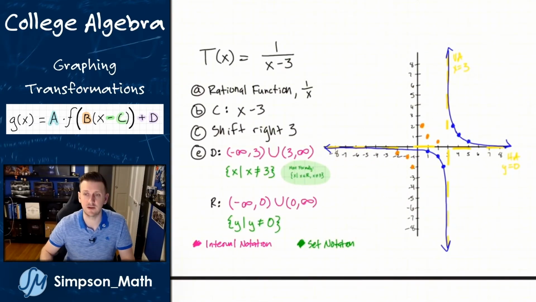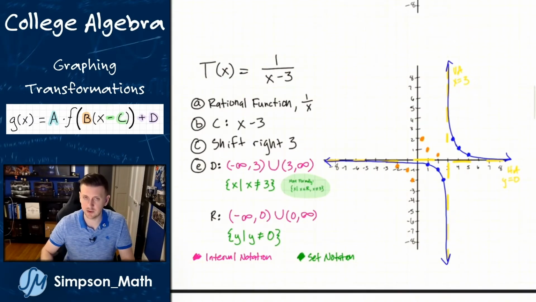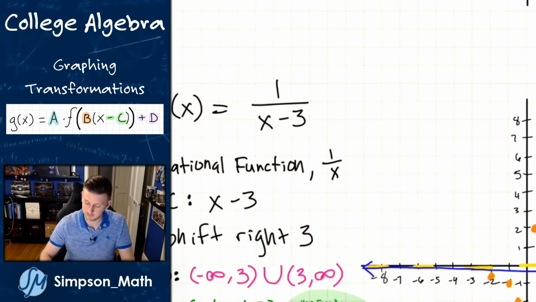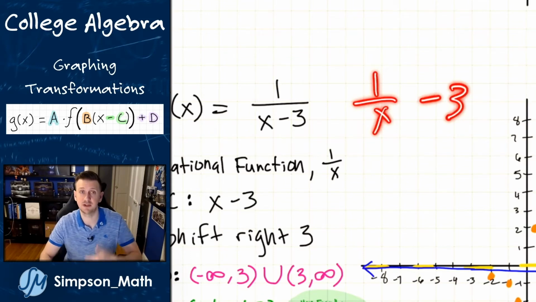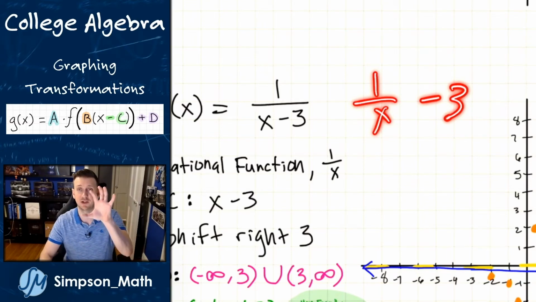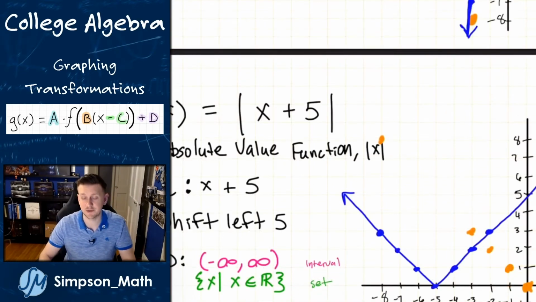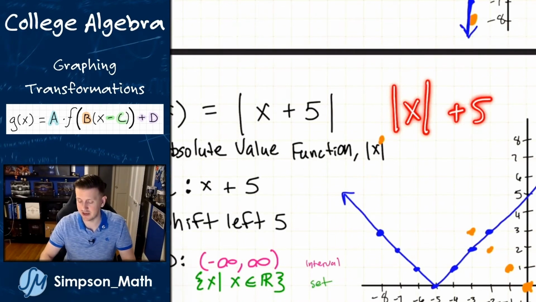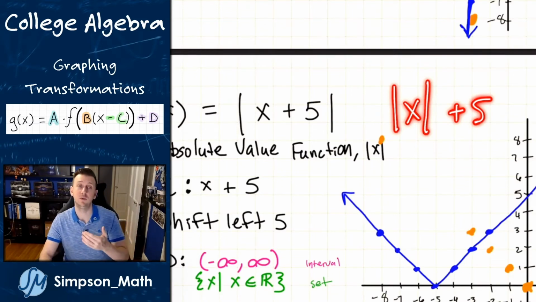Now, before I move off of these shifts, I want to show you what it would look like on these equations if instead of it being a C, it was a D, or instead of a D, it was a C. So here, this was a C. What would this minus 3 look like if it was a D? It would be 1 over x, and then a minus 3 just outside of the function. So that would be a minus 3 that would move the function down 3 units. With this absolute value, it would be the absolute value of x, close absolute value, and then plus 5. So here, that plus 5 would be a D, and we would go up 5 units.